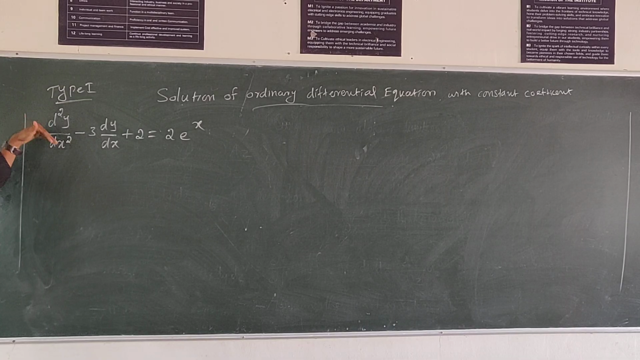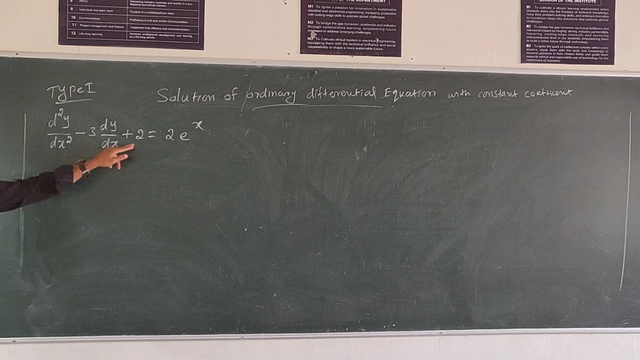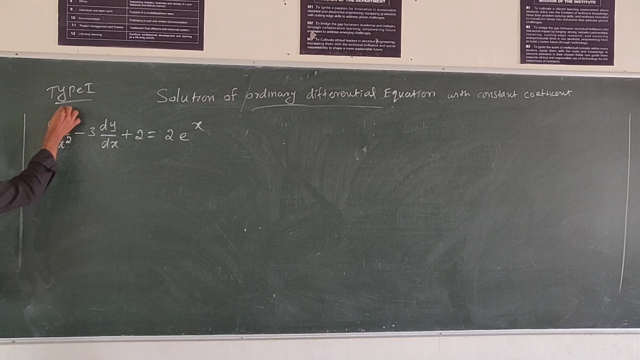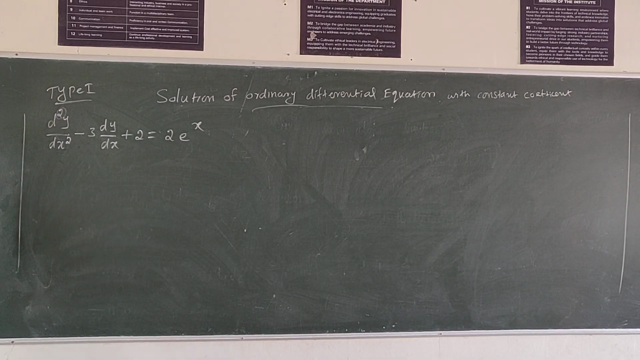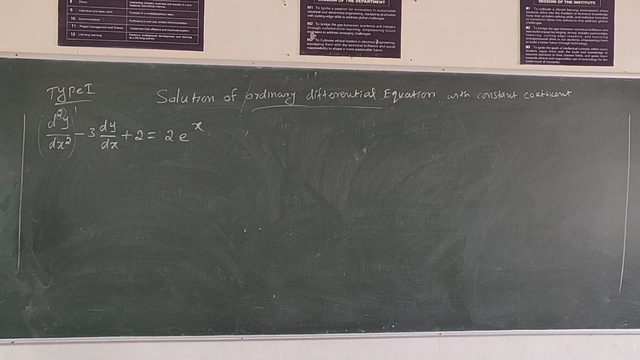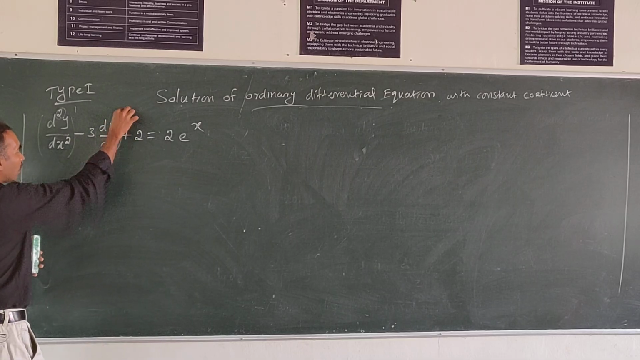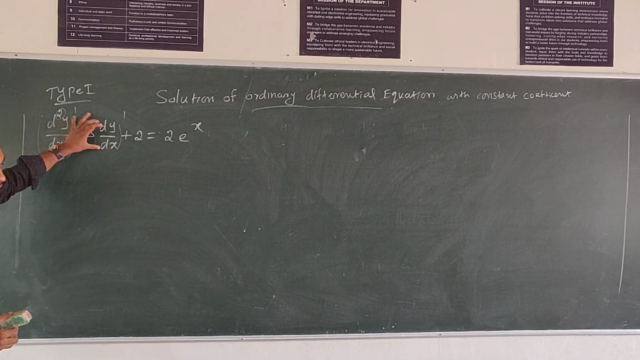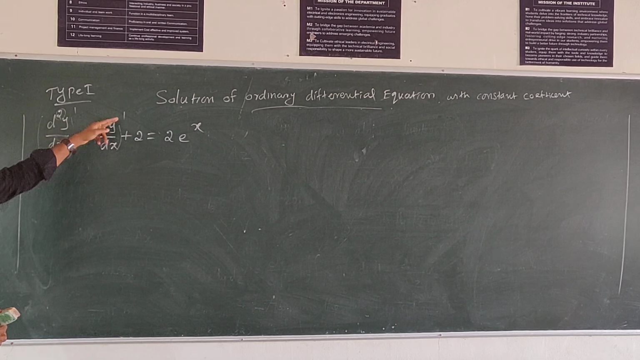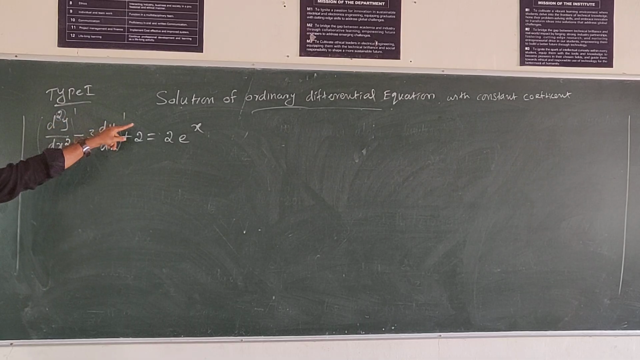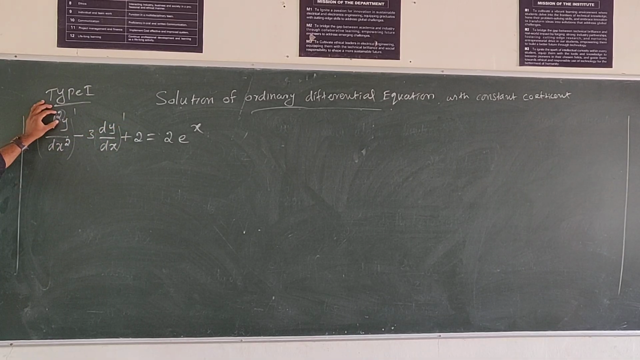Type 1: d squared y by dx squared minus 3 dy by dx plus 2y equal to 2 e power x. Listen carefully. Here the order is 2. What about the degree? The degree is 1. So this will come under ordinary linear differential equation, because the highest power is 1. Don't think that the highest power is 2, because that is the order.